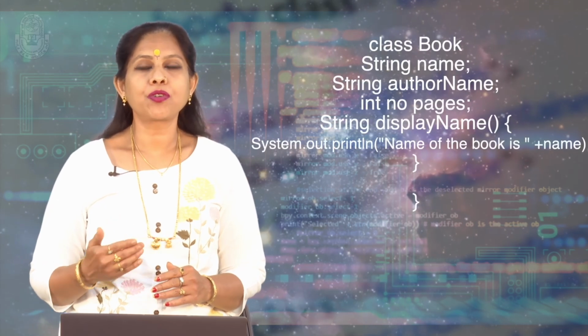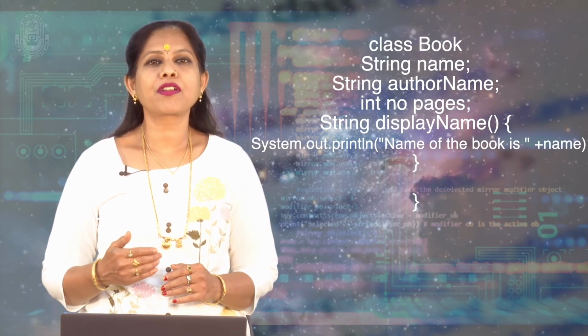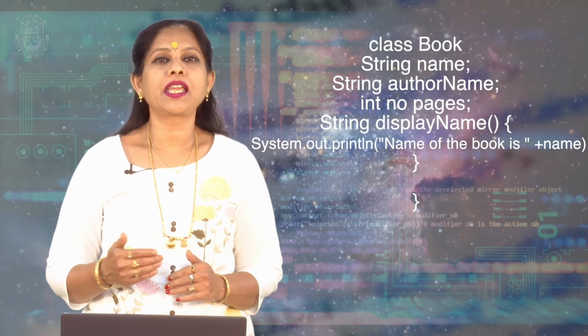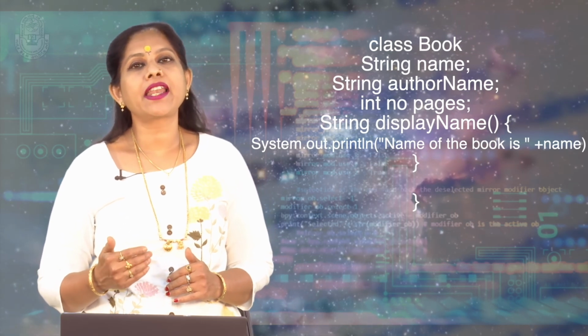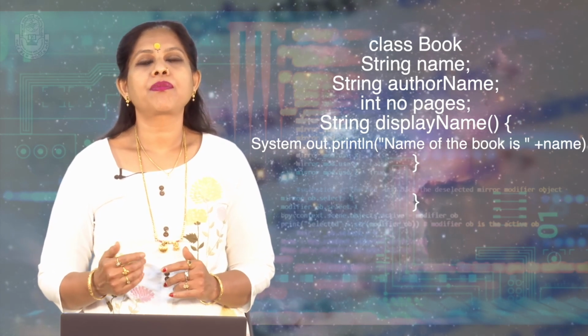Apart from defining an object structure, a class also defines its functional interface, known as methods. For instance, the book can have a method that displays the name of the book. Class Book, String name, String authorName, int numberOfPages, a display method: System.out.println within the quotes "Name of the book is " plus name. Close the bracket, semicolon, and close the end brackets.